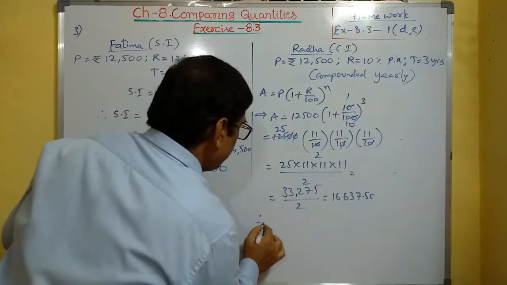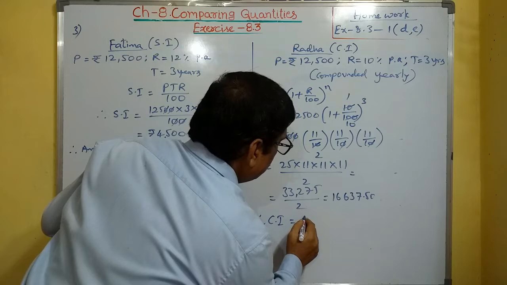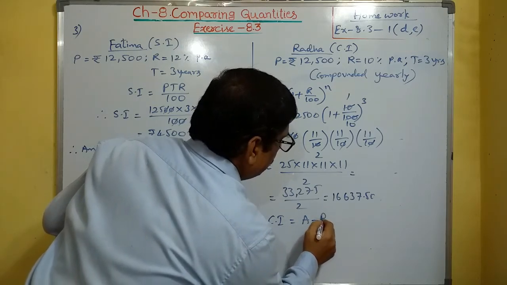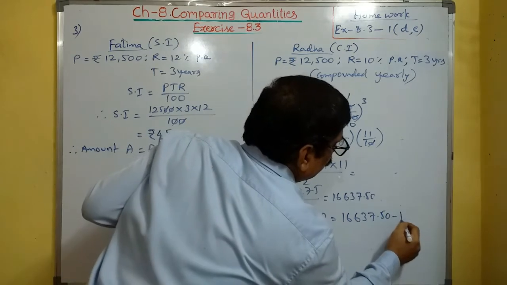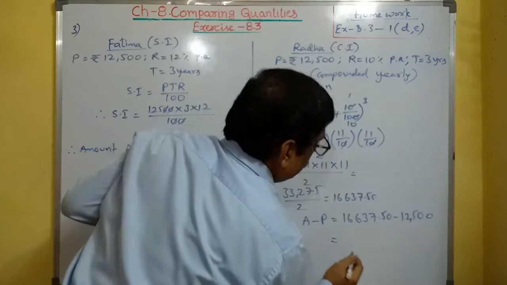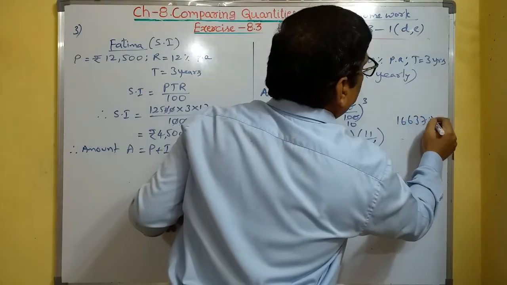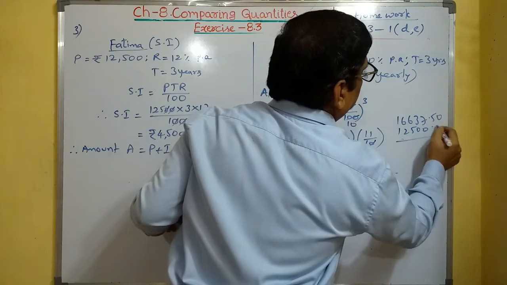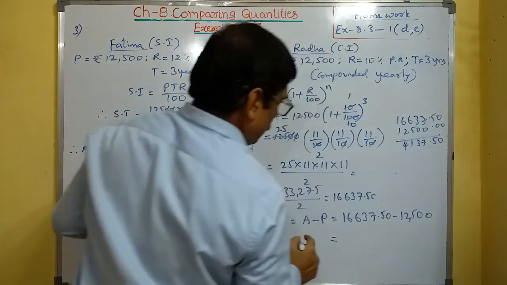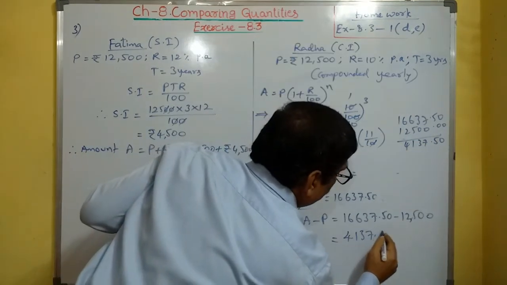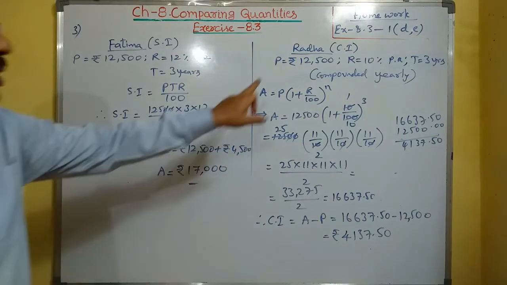Therefore, compound interest is equal to A minus P. 16,637 rupees 50 paise minus 12,500. How much will you get? If you subtract, you will get 4,137 rupees 50 paise. This is the interest to be paid by Radha.